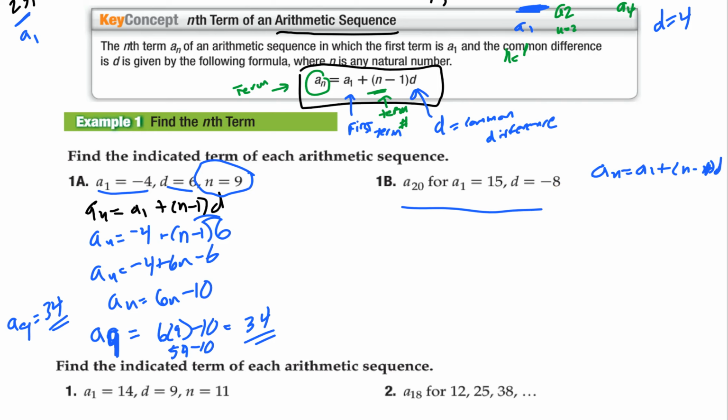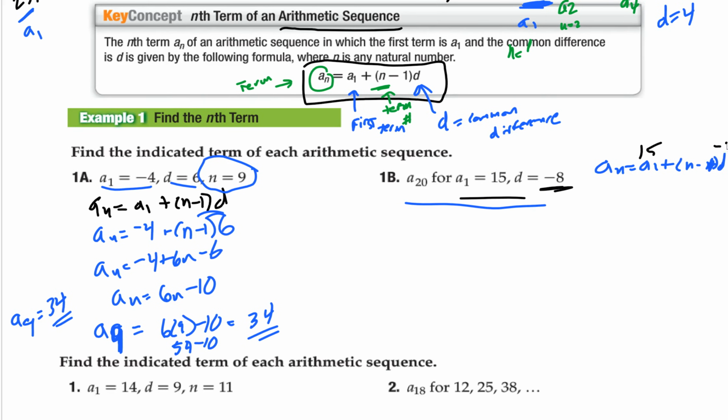And then we have everything we need. A1 is 15. The common difference is -8. And I get an equals 15 plus n minus 1 times -8. Let's distribute now. This is -8, so we're going to multiply it out.